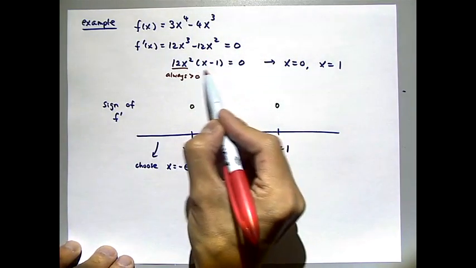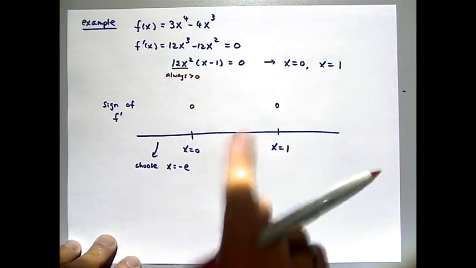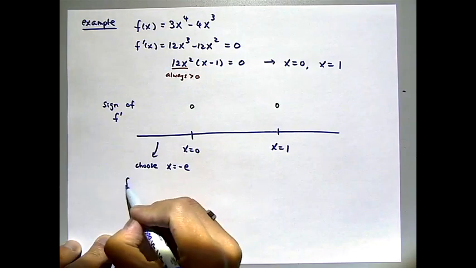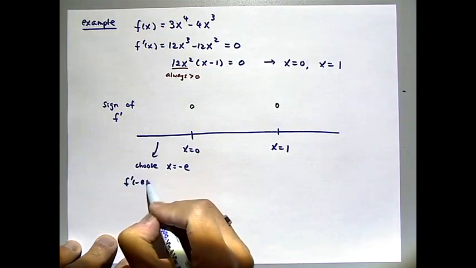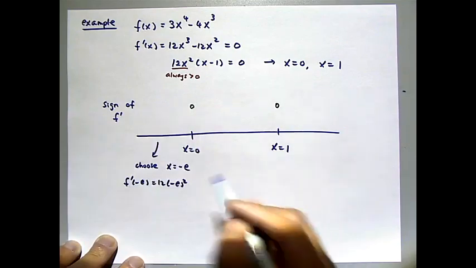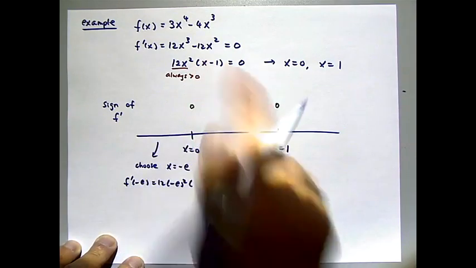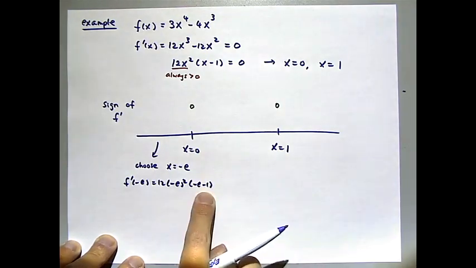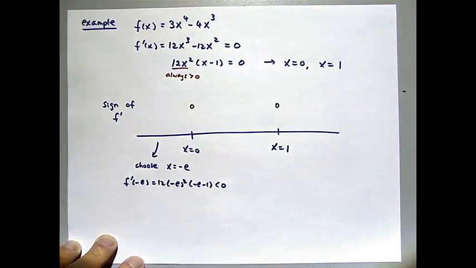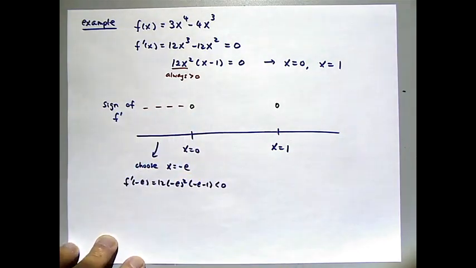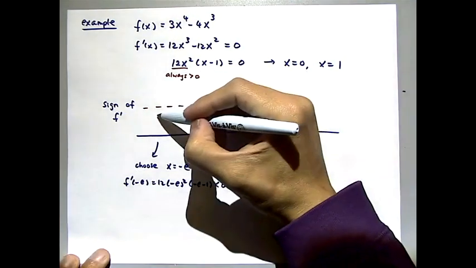I only have to look at what happens with the number I've chosen, minus e. When I check the sign, f prime of minus e, my 12 times minus e squared is always positive. I don't care. I know that's positive. What happens afterwards is what I care about. So that's clearly negative. So we're going to get a bunch of negative signs here. Function is decreasing on that interval, going downward.